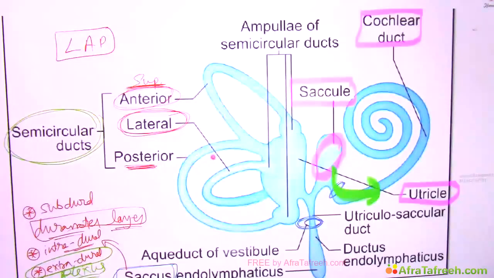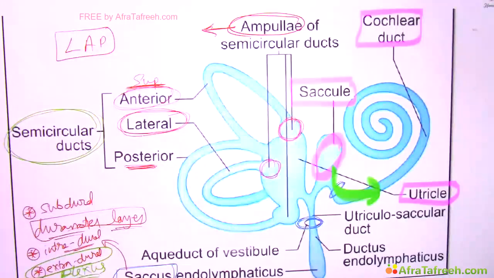How do they communicate with the utricle? You told it they are communicating with the utricle. Yes, by 5 openings. And what are the 5 openings? They are called the ampullae. But there are 3 canals. Yeah, there are 3 canals, but the openings are 5. So I see 1, 2 and 3 only. Yeah, from here you can see 3, but they're total 5.